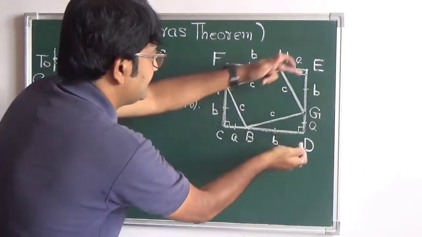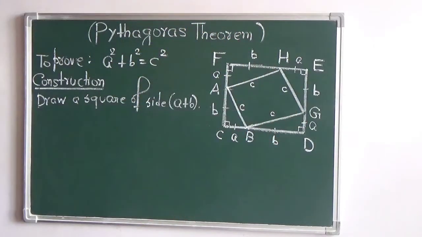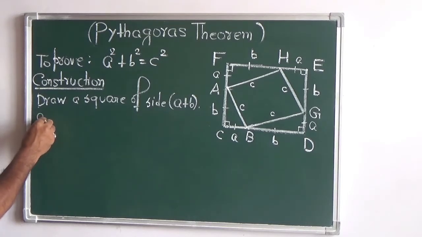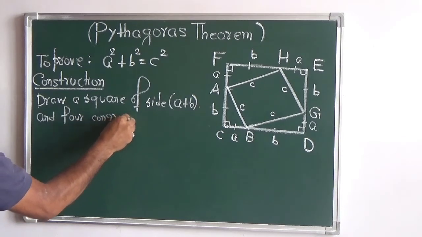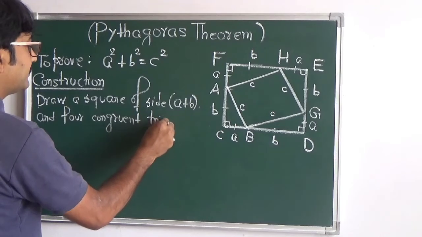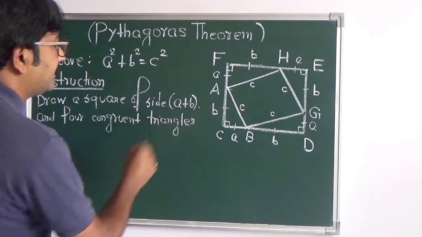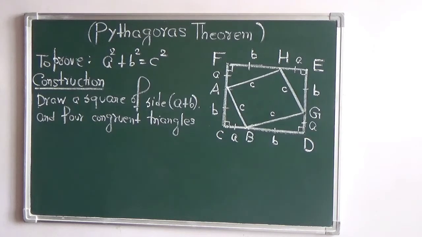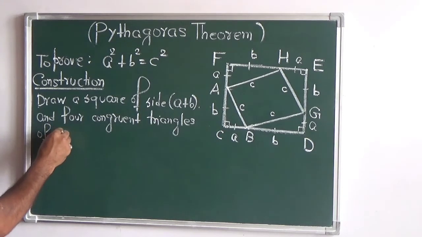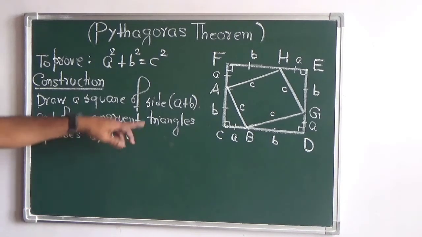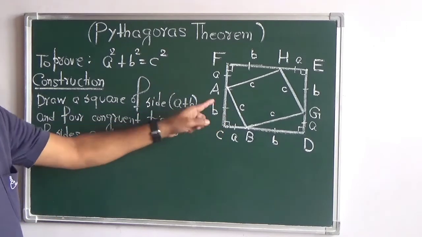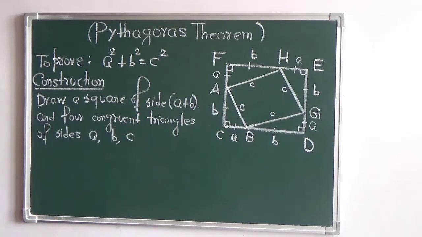The length of this side is A plus B like this. So the side of the square is A plus B, and four congruent triangles of sides A, B and C, where C is the hypotenuse and A and B are the two sides which contain the right angle. Okay, so now we will move on to the proof.